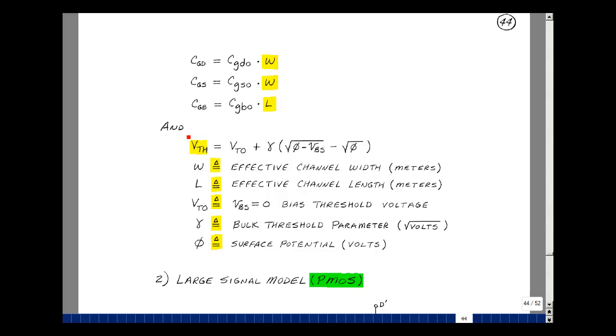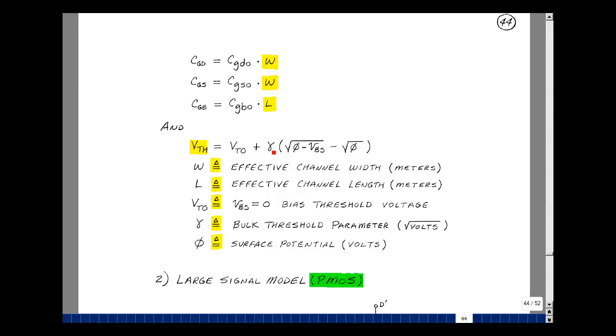This term V threshold is now VTO, which we had used before, but now a term is added with a bulk to source voltage. The width and length are the effective channel width and length in meters of the transistor. VTO is the value of the threshold voltage when the bulk to source is set equal to 0. So when this is set equal to 0, these two cancel. And that was the case we had before, where we shorted the bulk to source. But when you build an IC, that won't necessarily be true.